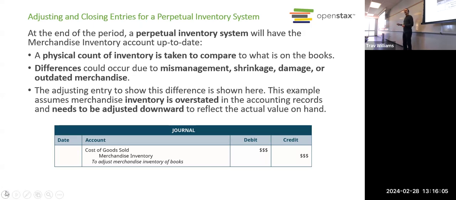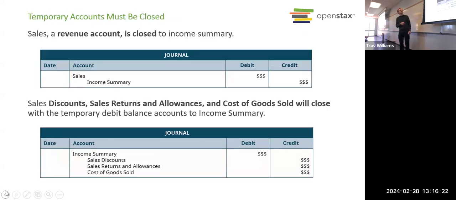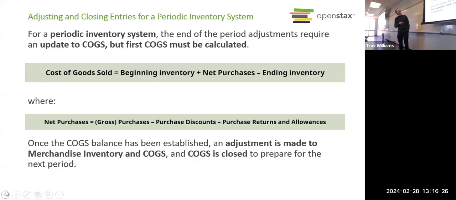And if when you count your inventory, you find that the opposite is true, you've got more inventory than you thought you had, then what would you do? The opposite, exactly. In that case, we would debit merchandise inventory because it's going up and credit our cost of goods sold because it's going down. Very good.